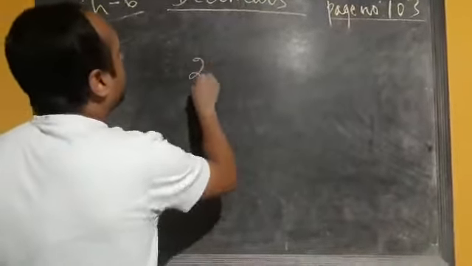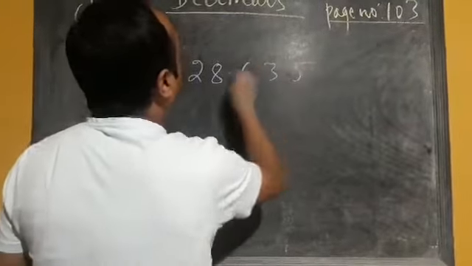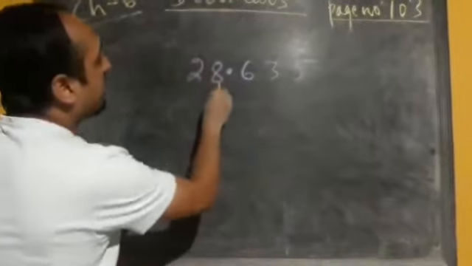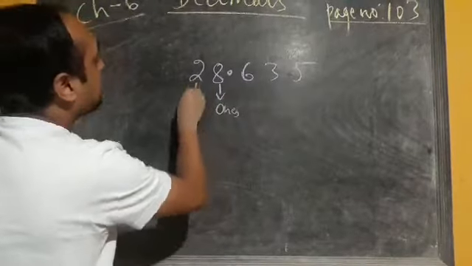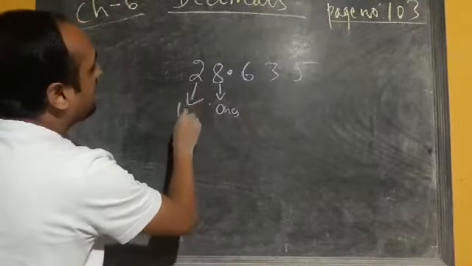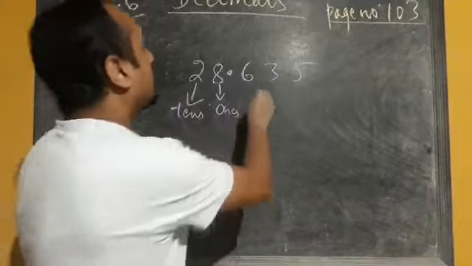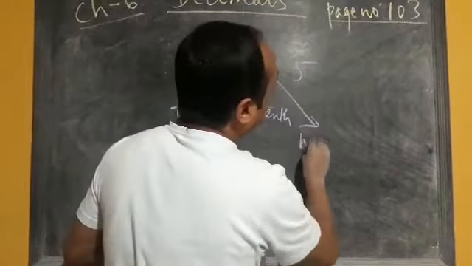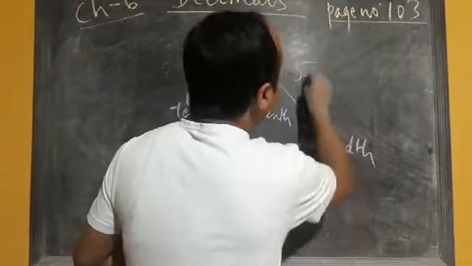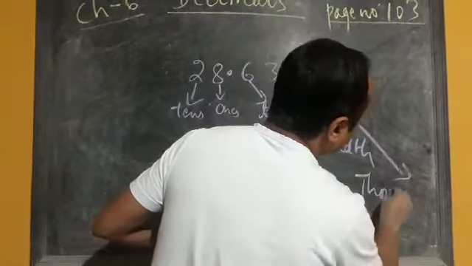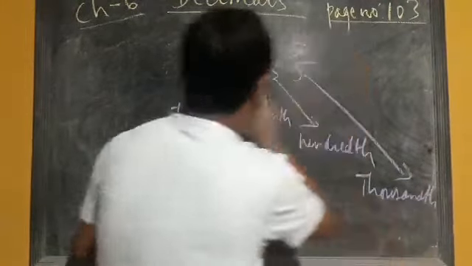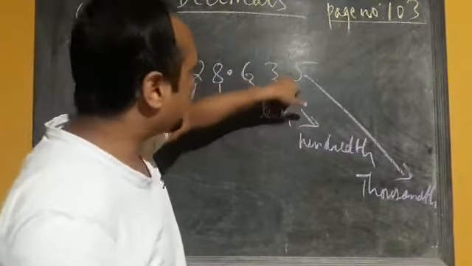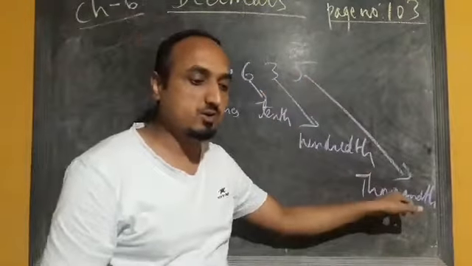Suppose we have taken one number, 289.635. Now, what is in the ones place? We have 8 in the ones place. In the tens place we have 2. Now this is the tenths place, this is the hundredths place, and this one is in the thousandths place. So this is nothing but 6 by 10, 3 by 100, 5 by 1000.